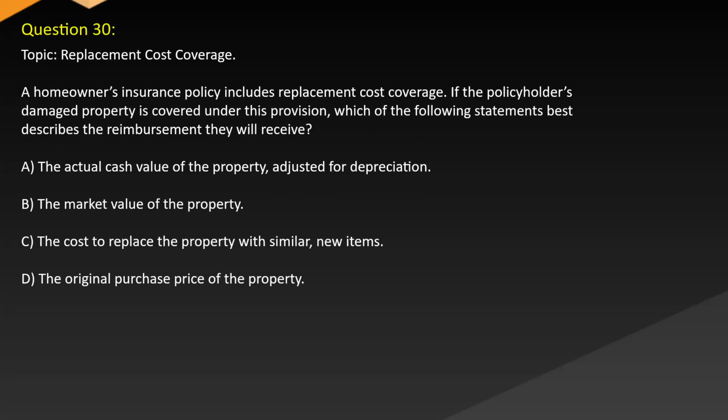A homeowner's insurance policy includes replacement cost coverage. If the policyholder's damaged property is covered under this provision, which of the following statements best describes the reimbursement they will receive? A. The actual cash value of the property adjusted for depreciation. B. The market value of the property. C. The cost to replace the property with similar new items. D. The original purchase price of the property.